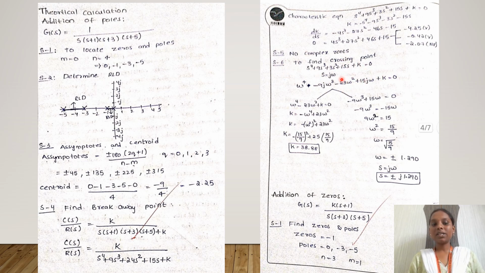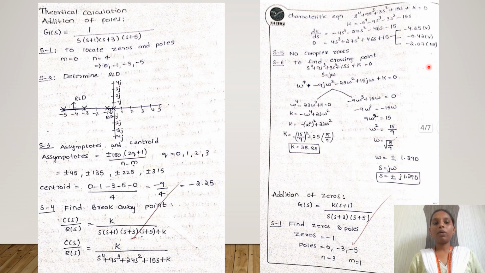In the characteristic equation, we place s equals j omega, and we separate the imaginary part and the real part. Thus we can find out the omega value and the k value. So s equals j omega means in place of s we place the omega value, plus or minus 1.290. So this is the j omega.